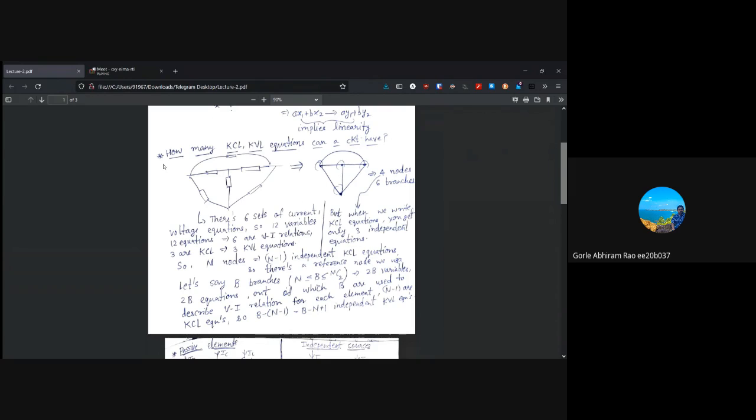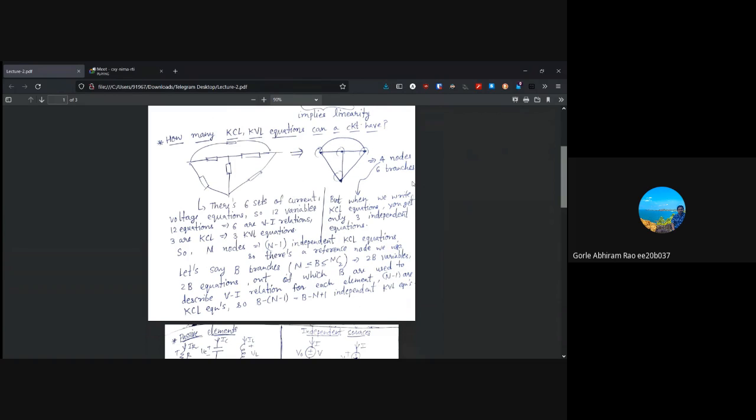The next concept we can look at is how many KVL and KCL equations a circuit can possibly have. In this example, there are 4 nodes and 6 branches. For each of the nodes you can write an equation, but the bottommost node is redundant because the nodal equation for the bottom node is just the sum of the other three nodal equations. So the number of independent KCL equations is just going to be 3.